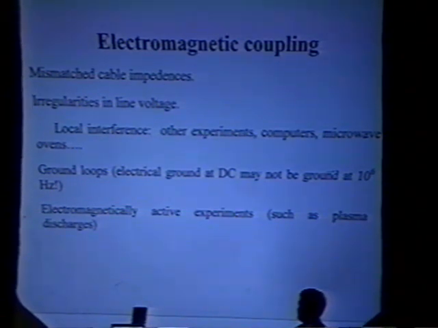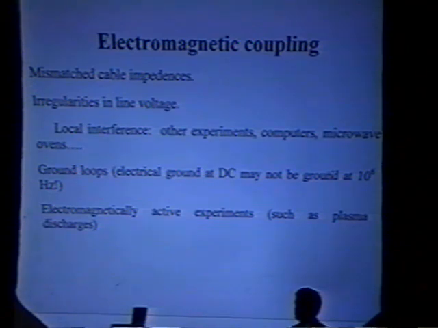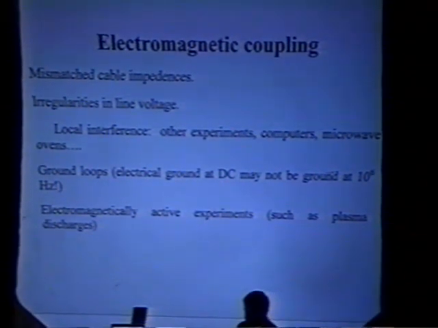and it can act as an antenna, in other words, a broadcast antenna, and you can wind up making additional counts by mistake. Also, if your experiment is electromagnetically active, and I think a plasma experiment is particularly difficult, it broadcasts high-frequency radiation, which can be received by the detector and produce a false signal.